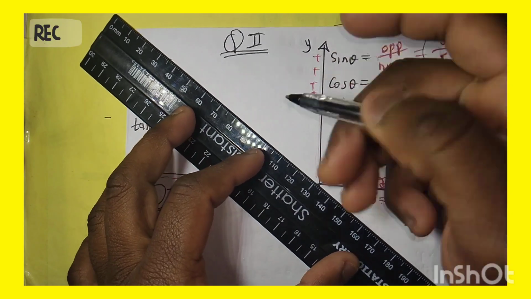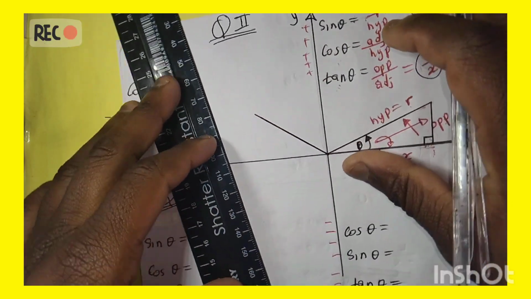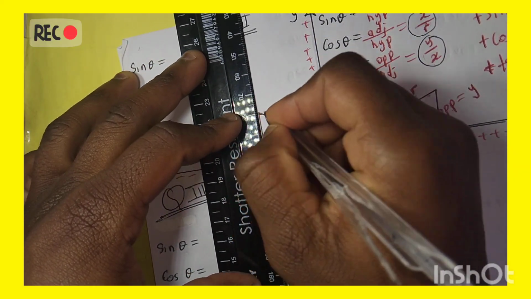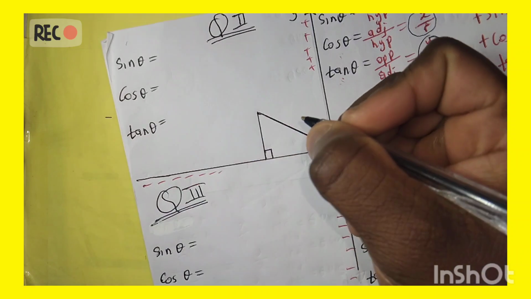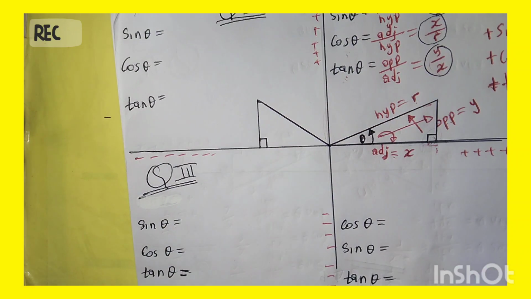On the second quadrant, I want to apply my trig ratios. For me to apply those trig ratios, I will draw a triangle, just like this. This is what we call a right angle triangle. All the time, guys, that triangle should form 90 degrees with the x-axis.